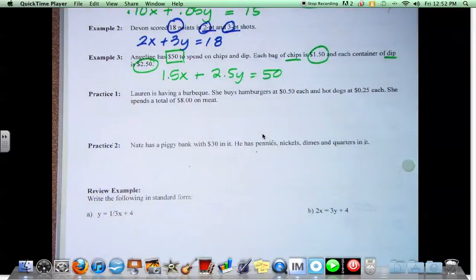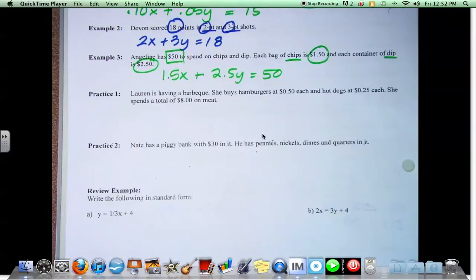Third hour was not happy with this, did you give them the example with the extra work? Next one says Lauren is having a barbecue. She buys hamburgers at 50 cents each and hot dogs at 25 cents each. She spends a total of $8 on meat. Ew. Do you want meat that's that cheap? That'd be gross.